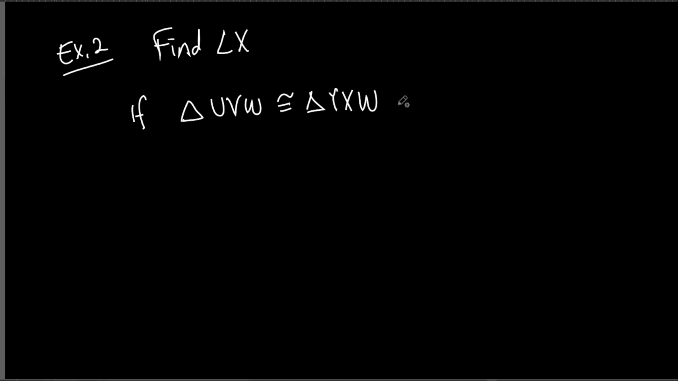So if this is true, they tell you something else. They tell you that angle U is equal to 22 degrees. And they say that angle UWV is equal to 30 degrees. Actually, I'm sorry. I lied about this. They do give you a picture, and it comes from example 1. Sorry about that.